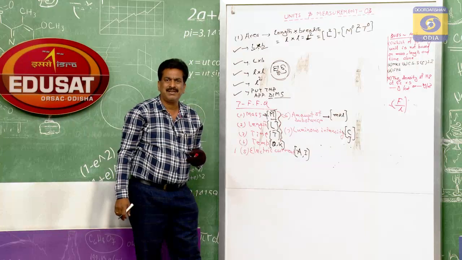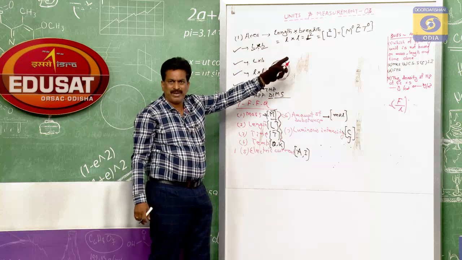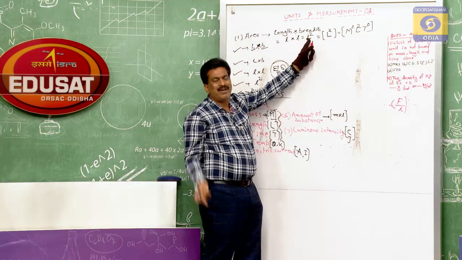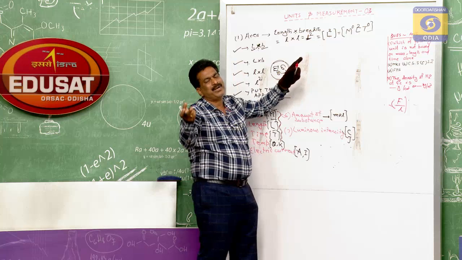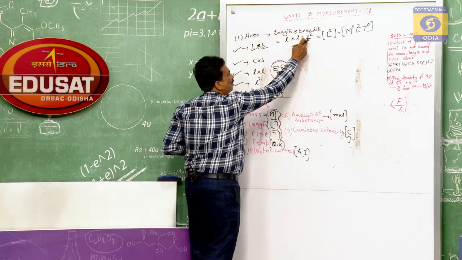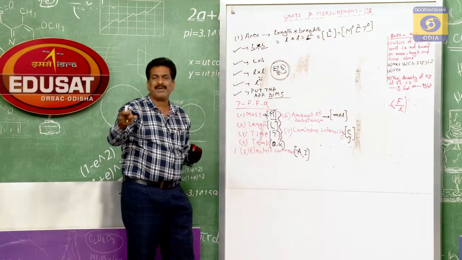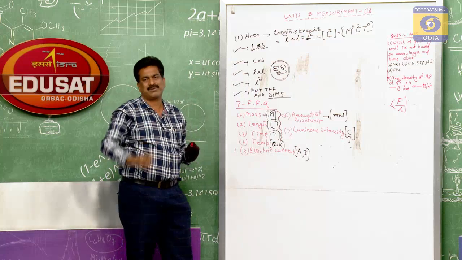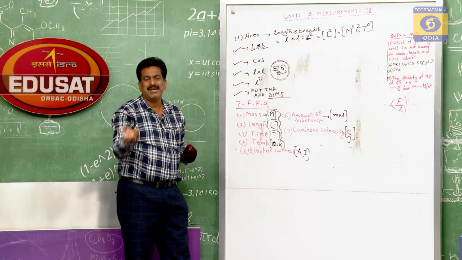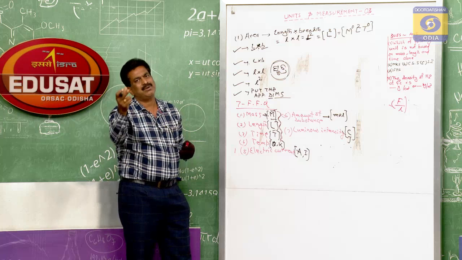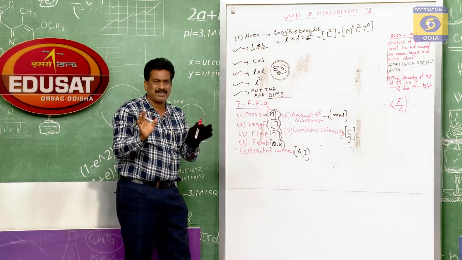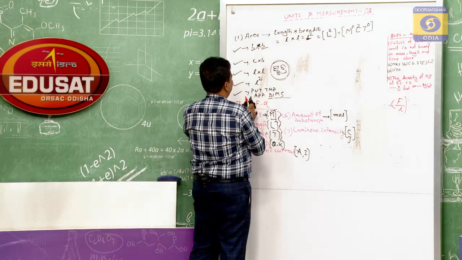Clear, my students? If you go for the unit, then for this L square, in the MKS case it will be meter square, because L means the length, and the length in MKS is the meter, so that will be meter square. In FPS, the length will be the foot, so that will be foot square. Are you clear, my students? So, let us now go for the second example.